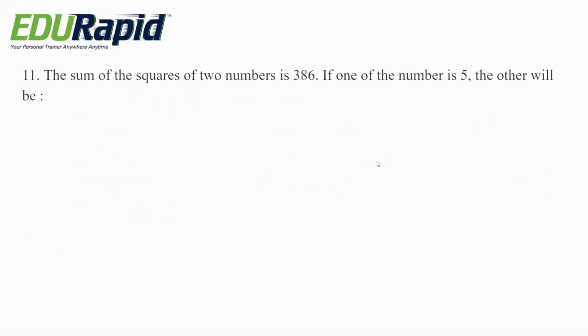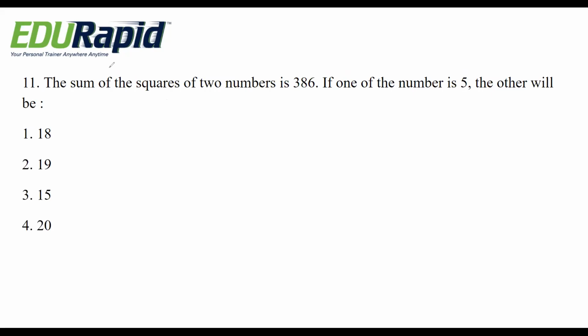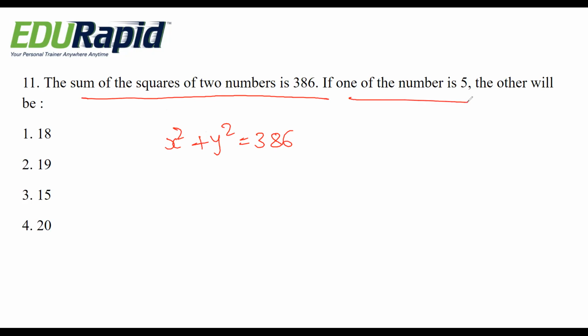Next question. The sum of the squares of two numbers is 386. If one of the numbers is 5, the other will be what? Options are 18, 19, 15, 20. They're telling us the sum of the squares of two numbers is 386. Here I take the two numbers as x and y. You can take a, b or p, q like that. If one of the numbers is 5, take x as 5. Then what is the other, that is, y?